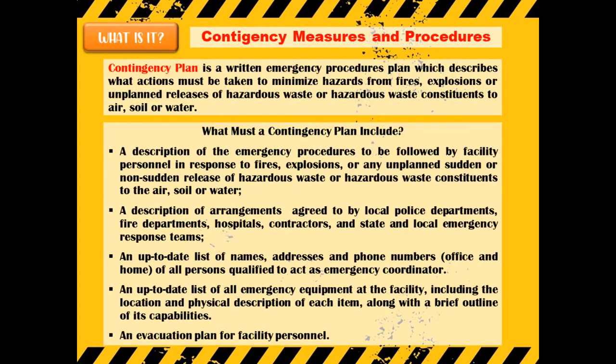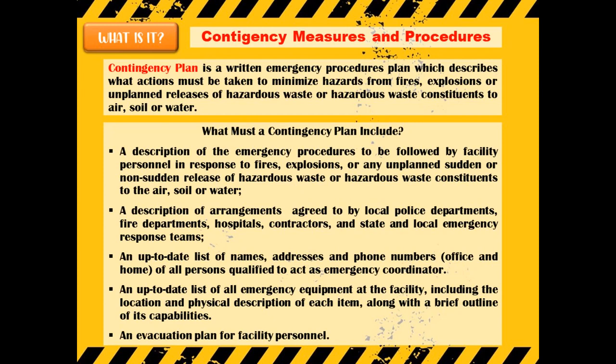Contingency measures and procedures. Contingency plan is a written emergency procedure plan which describes what actions must be taken to minimize hazards from fires, explosions, or unplanned releases of hazardous waste or hazardous waste constituents to air, soil, or water. What must a contingency plan include?